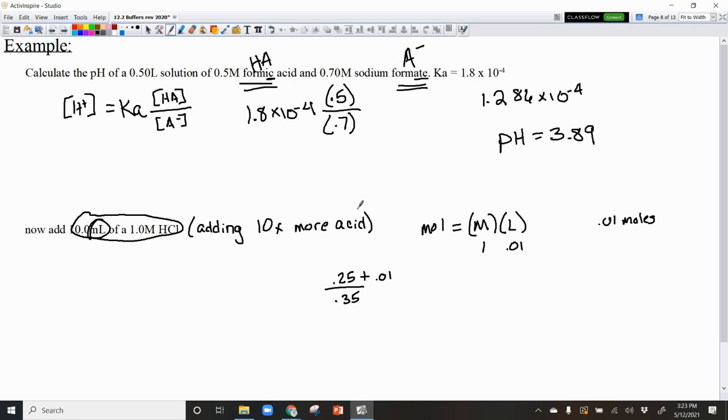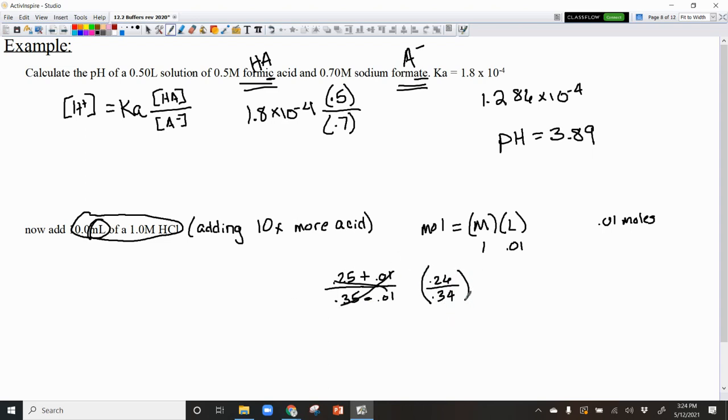And what's going to happen when we add this acid? It's going to combine with the base and convert that base back to the full acid. So we're going to lose 0.01 moles of the base, because it's going to combine and go to the acid. So 0.25 plus 0.01 is 0.26, and 0.35 minus 0.01 is 0.34. So we don't have the old values anymore.